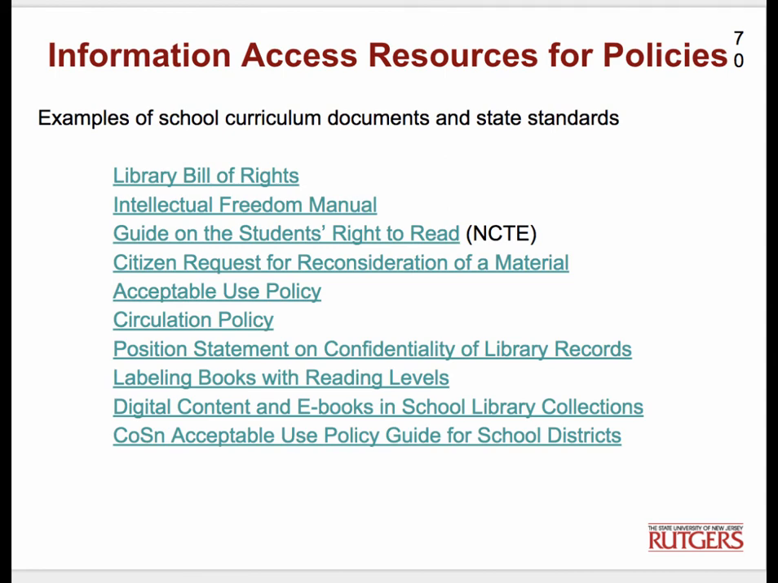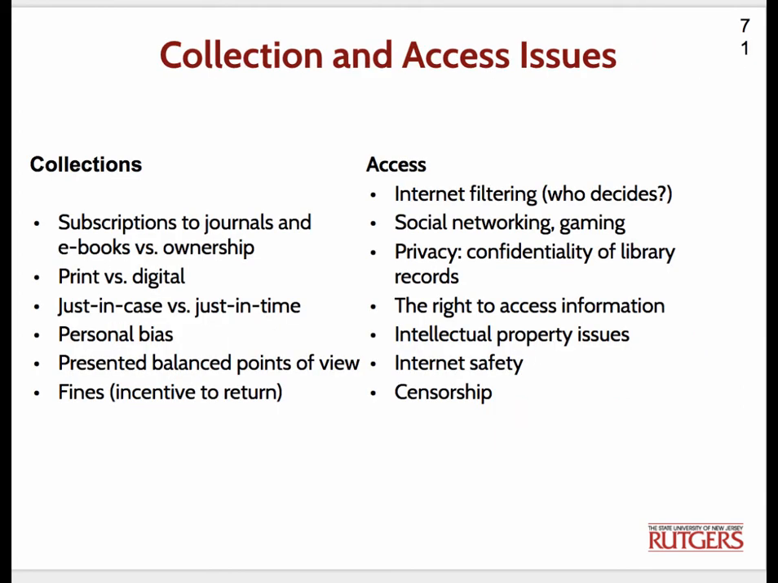I wanted to share even more documents that are going to be useful to you as you work on policy, and some issues to consider. Do we buy books, or do we rent them, kind of like through a subscription? Making those decisions between print and digital, some of these we talked about. Checking what your personal bias is: are you buying books because you are interested in them rather than because it's for your community? Are you representing a balanced point of view?